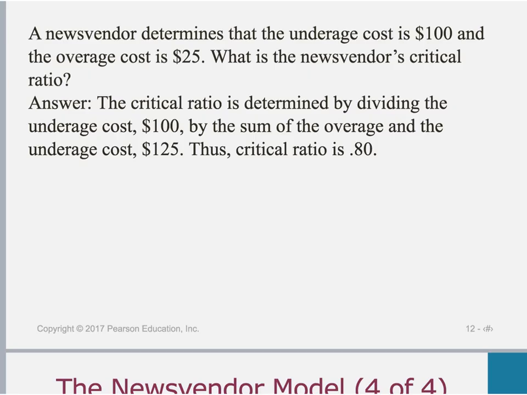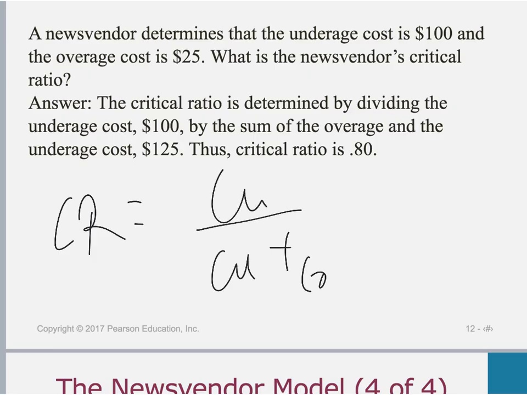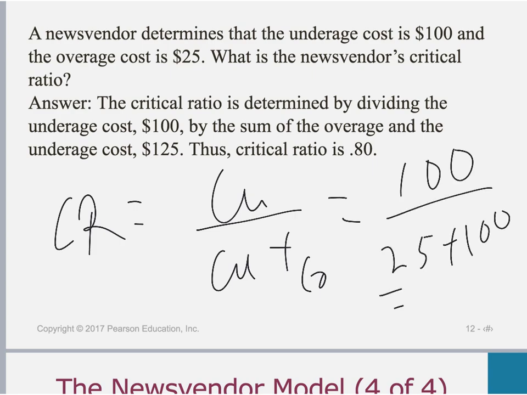Okay. A news vendor determines that the underage cost is $100 and the overage cost is $25. What is the news vendor's critical ratio? So the critical ratio is equal to CU over CU plus CO. So the CU is 100, divided by 25 plus 100, so it's 100 over 125, and that's equal to 0.8. So it has a high service level of 80%. That means in this case, it's more important to have extra inventory than not to have enough.